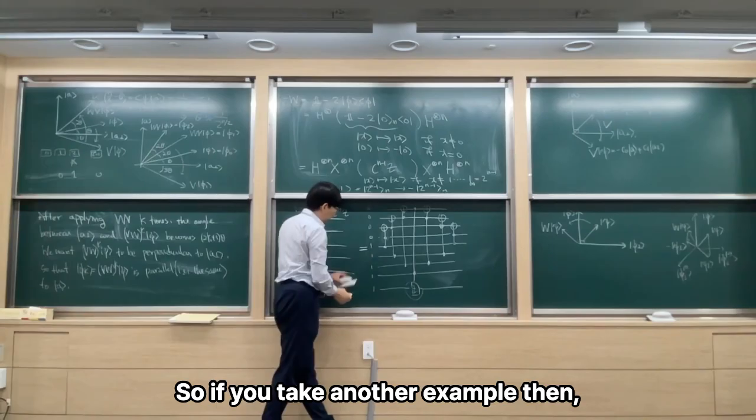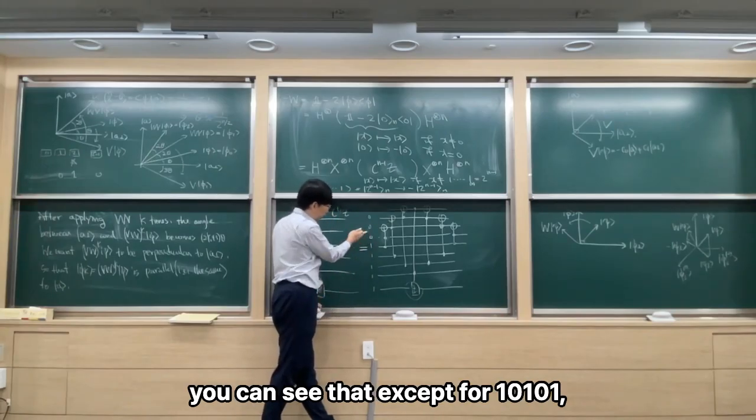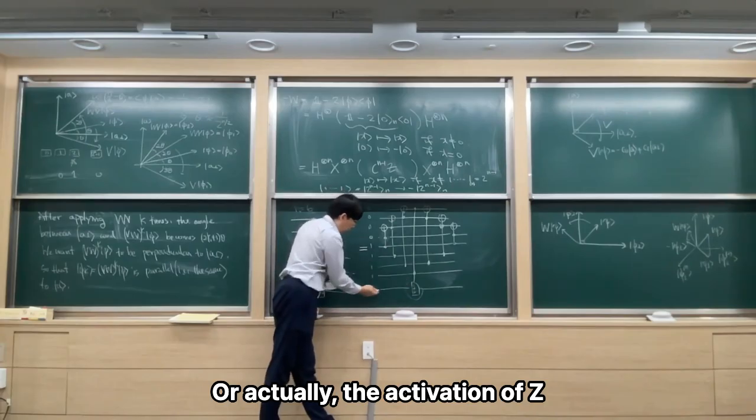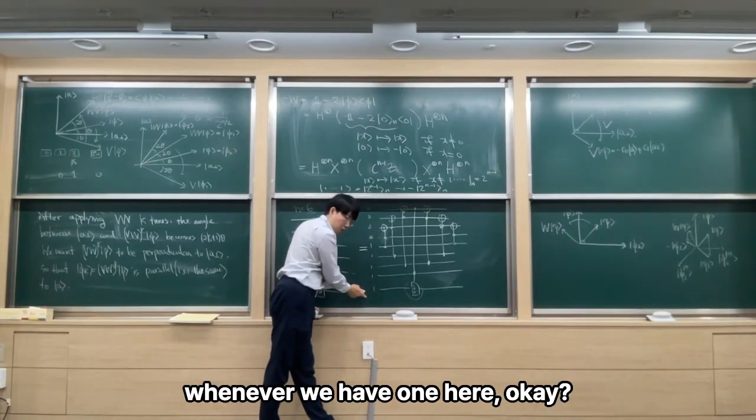So if you take another example, then you can see that except for 1, 1, 1, 1, 1, we don't have an activation of Z. Or actually, the activation of Z has an effect whenever we have 1 here. Okay.